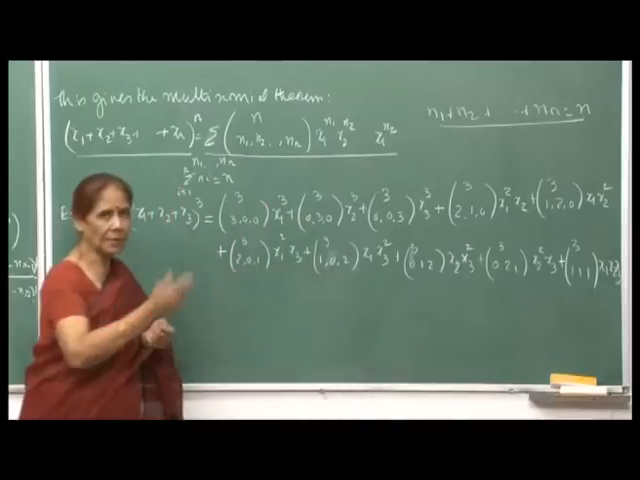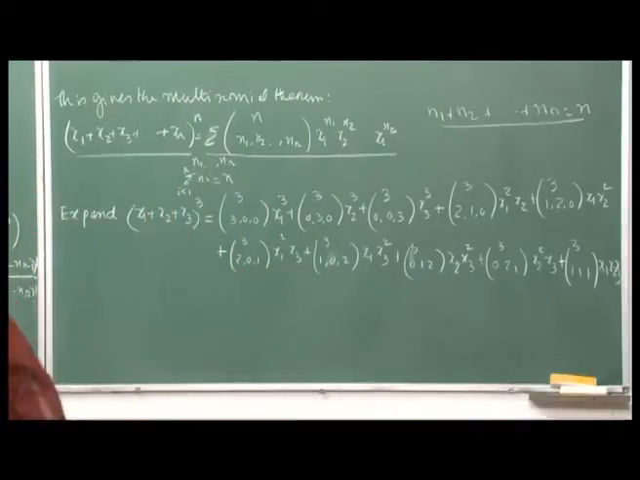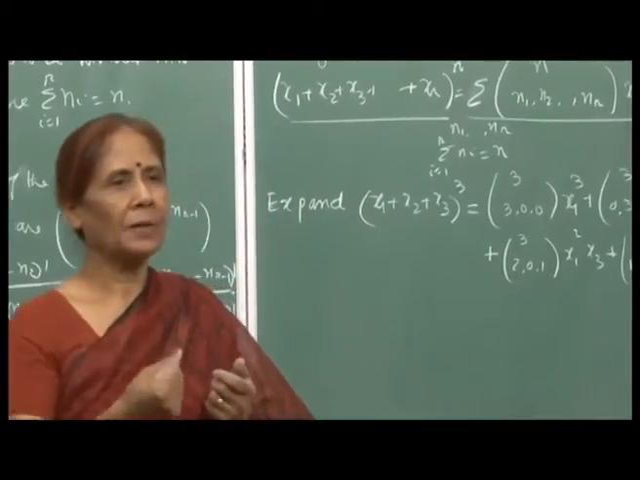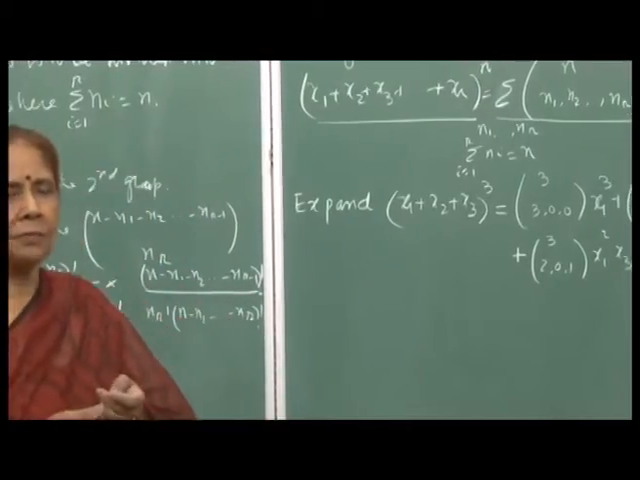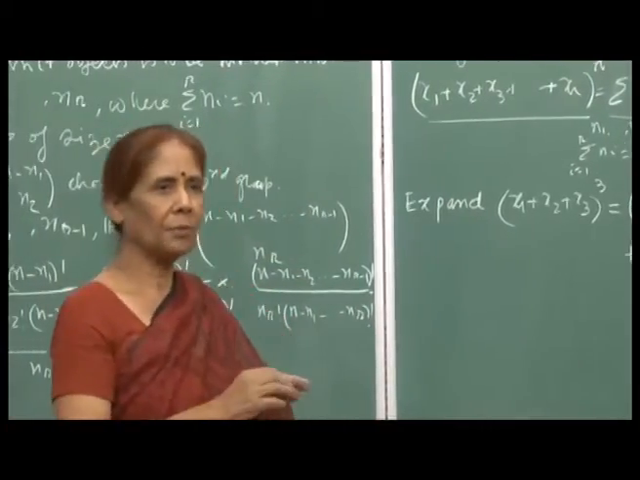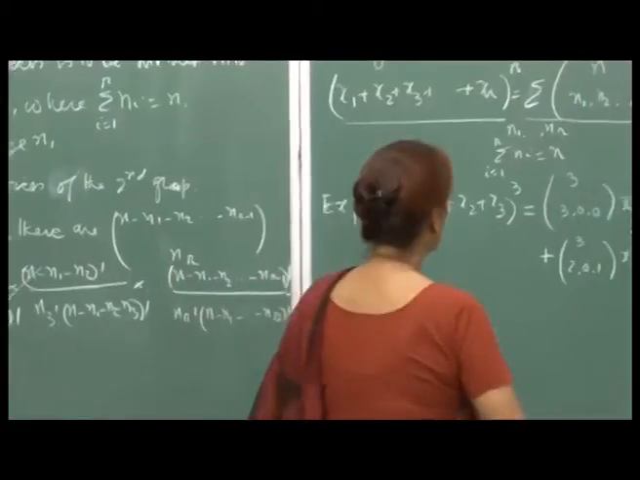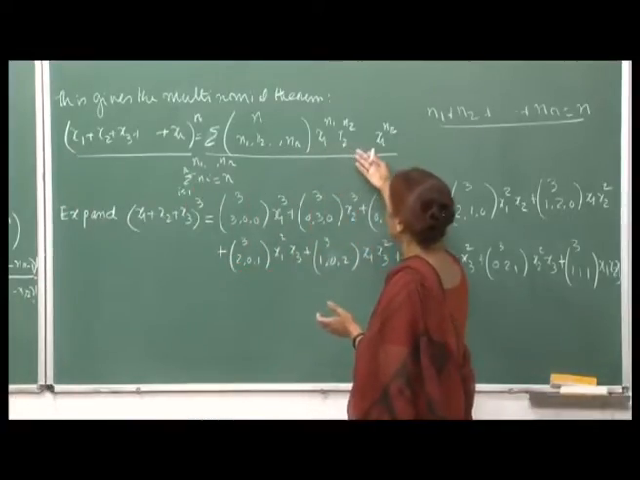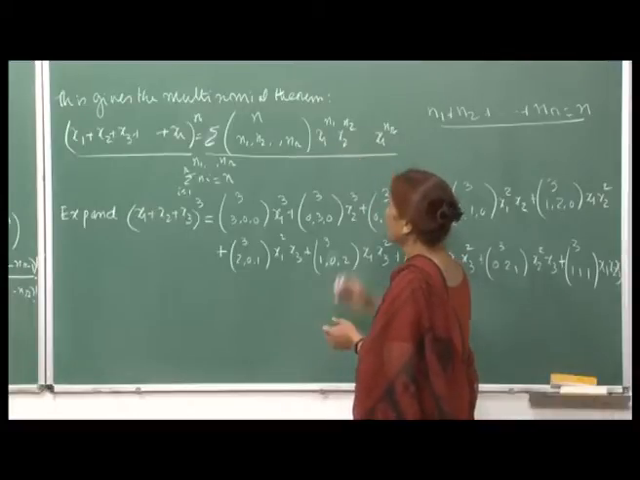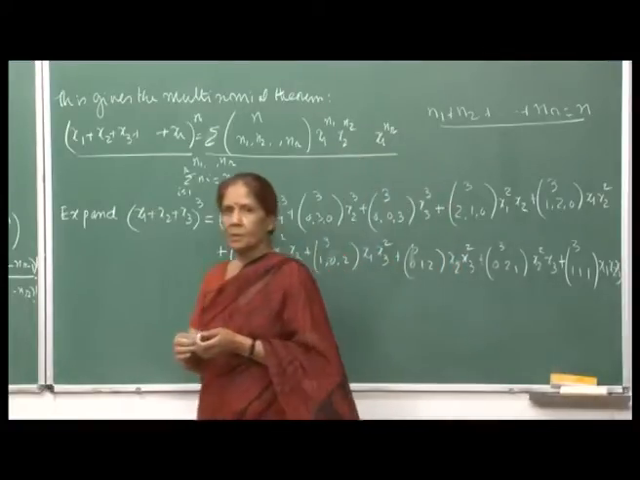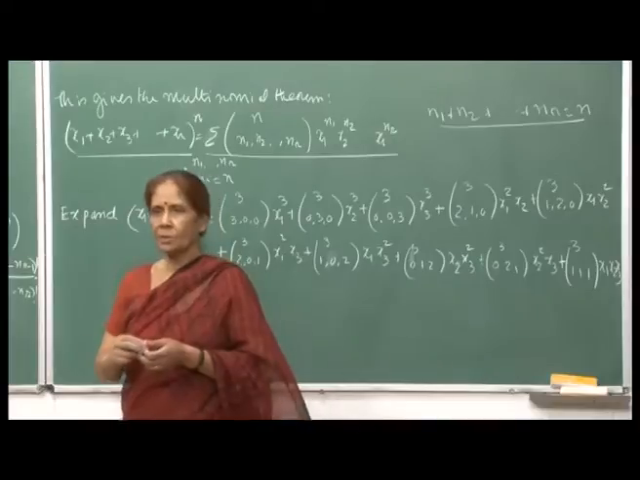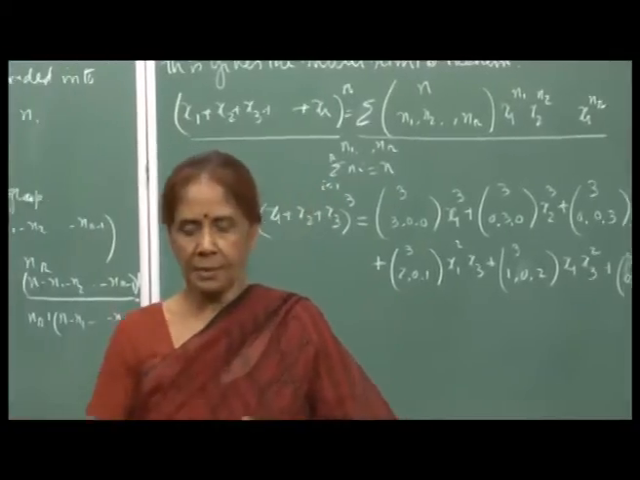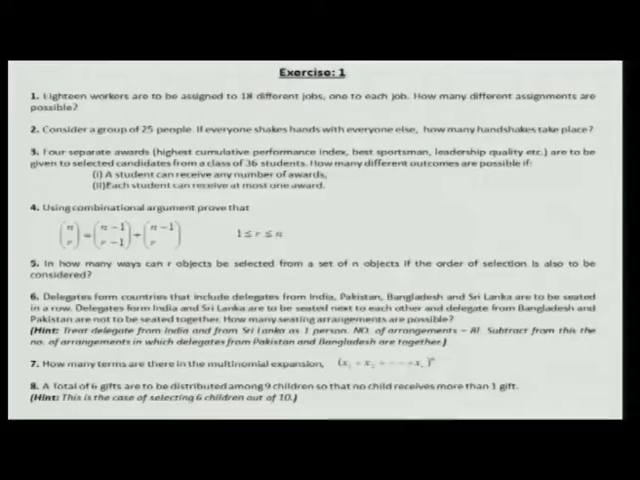And so, I have already discussed this case with you for the binomial, how I used it for answering the total number of subsets of n objects. So, here you have to use the same concept and tell me how many terms are there in this multinomial expansion. Okay. So, let me just show you the exercise sheet.